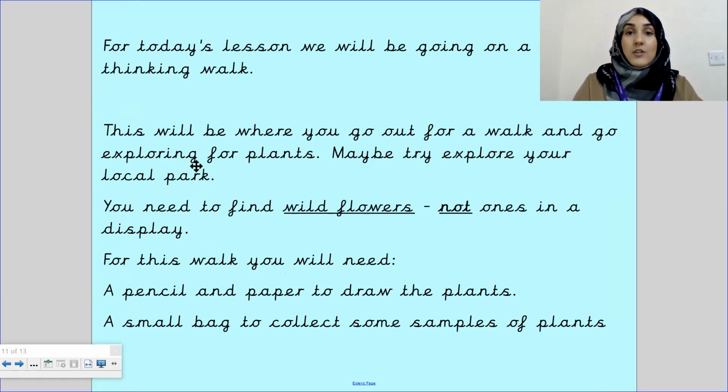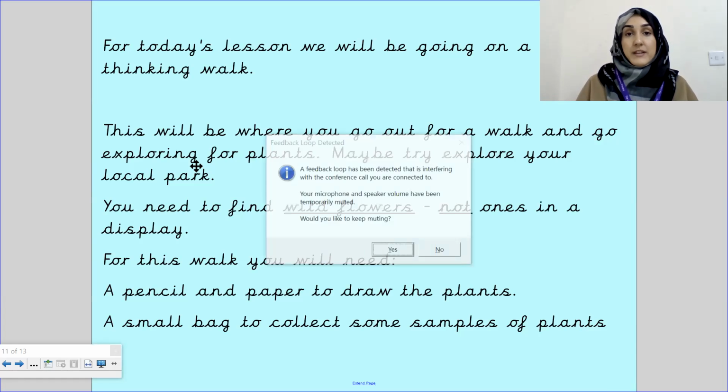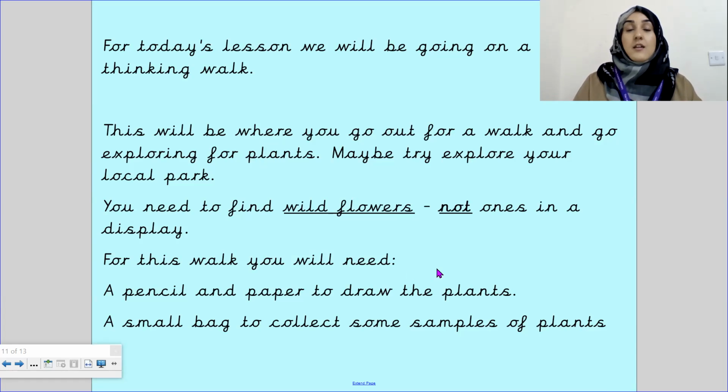Now, you might be thinking, what is our task today? Let me tell you now, Morris class, we are going to be going on a nature and thinking walk. This will be where you go out for a walk and go exploring for plants. Some of you in our live yesterday mentioned that you went to the park or for a walk down the road. If there is any greenery, we've got a lot of greenery in Langley. If you do find a plant, what I would like you to do is find wild flowers, not the ones that are on display.